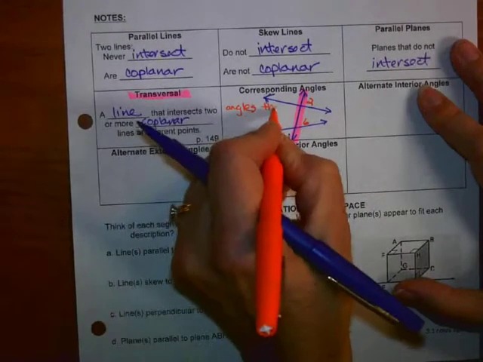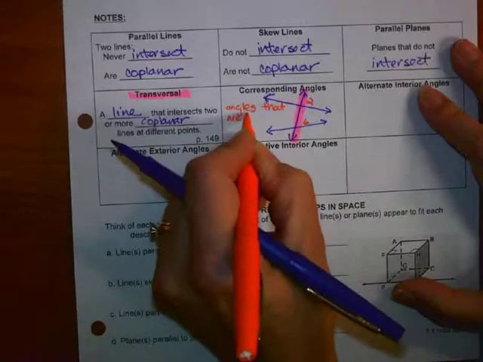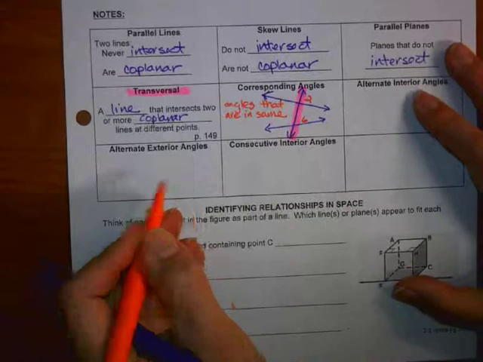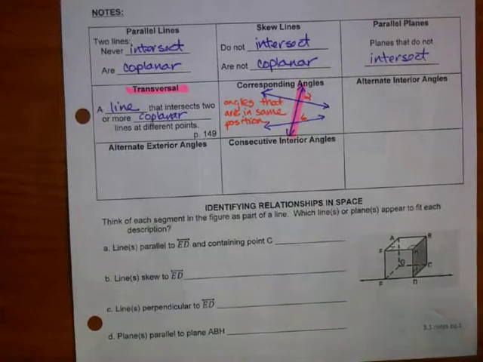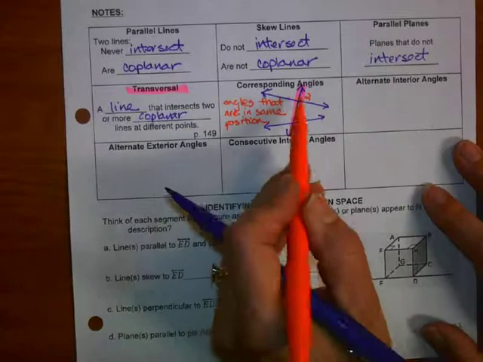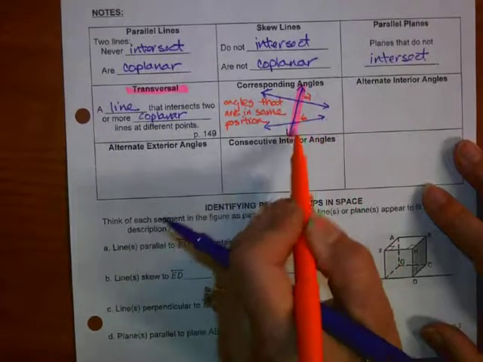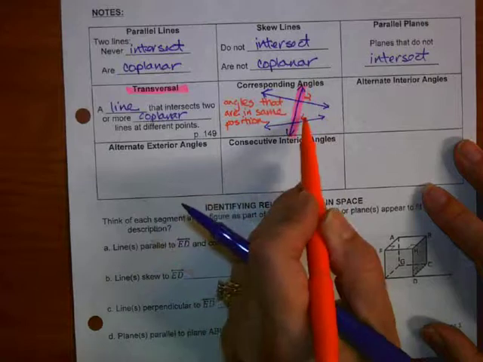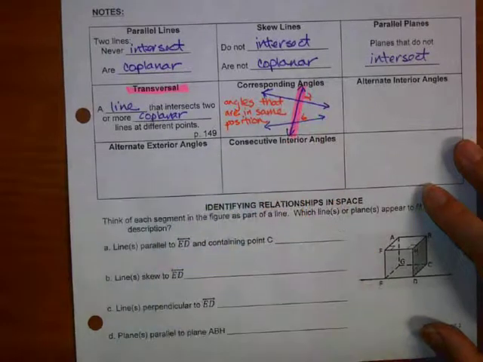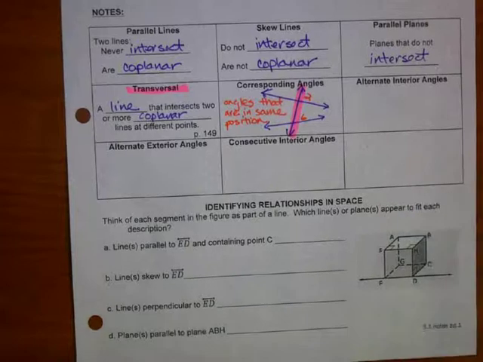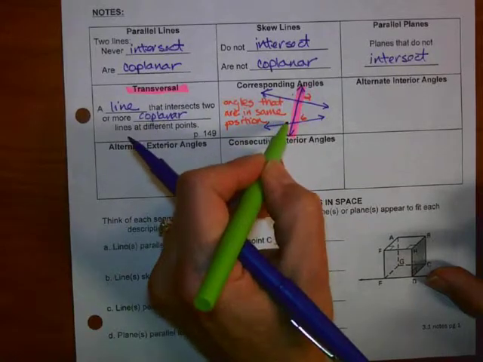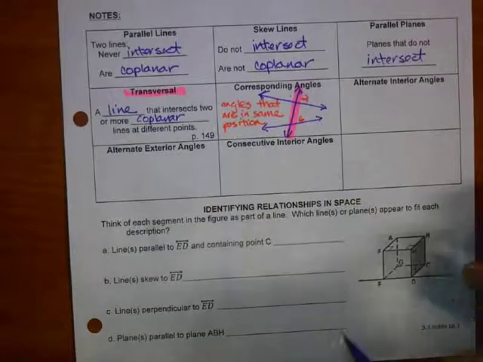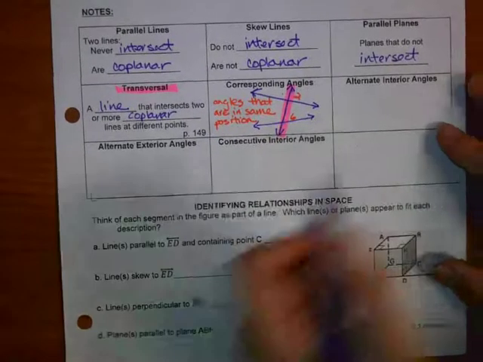Angles that are in the same position compared to the transversal and the two lines. So they're in the same position basically. See how they're both on top of these two lines but on the right side of the transversal? They're both on top but on the right side. Get that? So I could actually say that this angle right here and that angle is also corresponding. They're both on top, but on the left side of the transversal. Make sense?